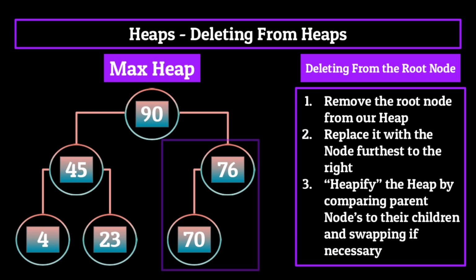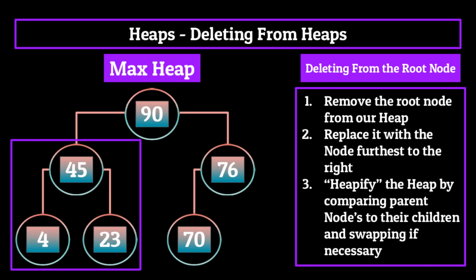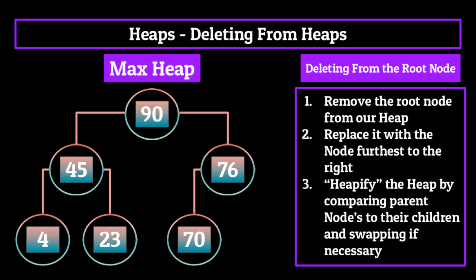So on the right side, we swapped 90 with 76, but since 76 remains the greatest integer on that particular subtree, it stays in the same spot. On the left side, we didn't change anything, but 45 is still the greatest integer amongst the 3 nodes in that subtree, so no swapping is necessary on that branch of the heap. And so we've completed our heapify, and all heap properties are still intact.